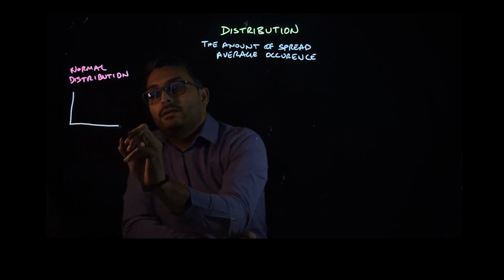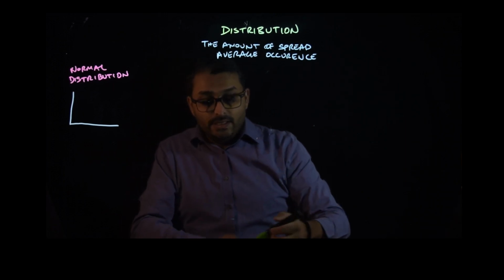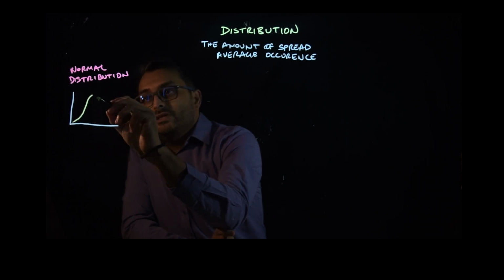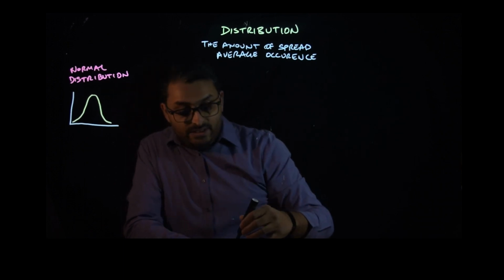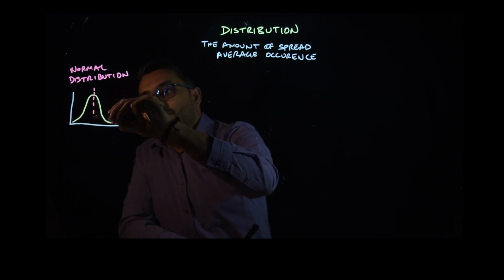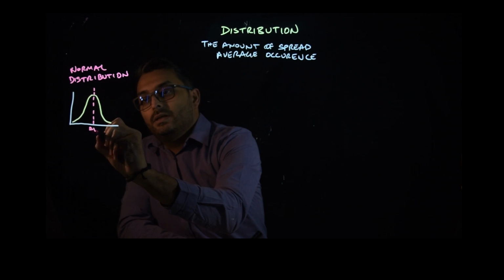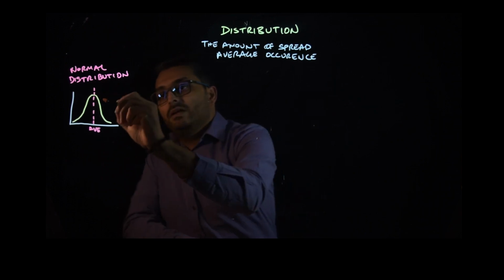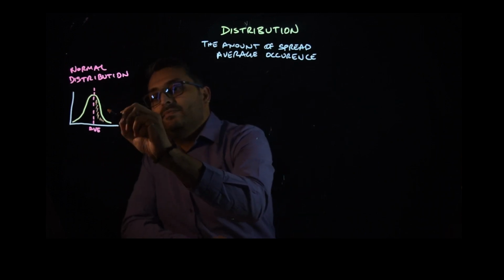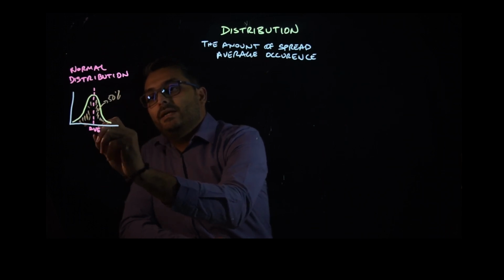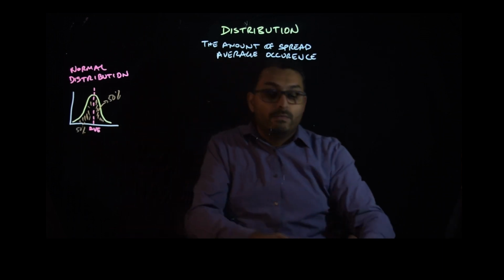So this is my axes and this is my bell-shaped curve. And this vertical line here, through the highest point, is the average. And so what I'm saying is that this portion here measures about 50%, and this portion here is the other 50% of what we are measuring.